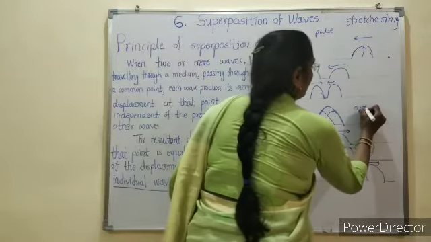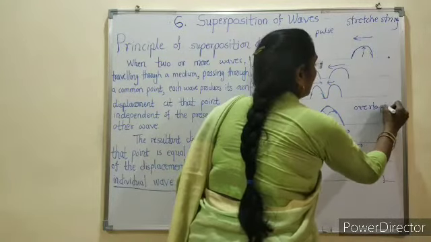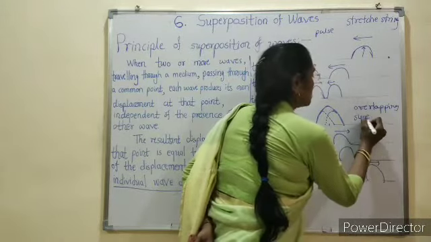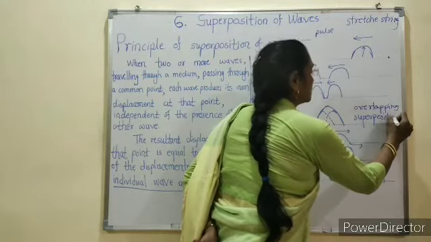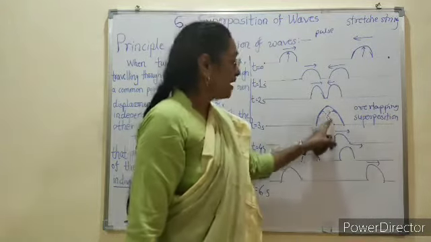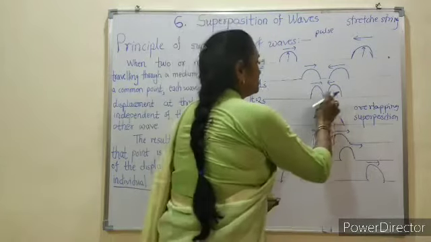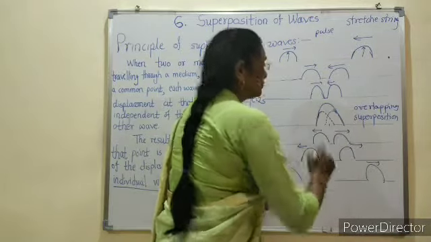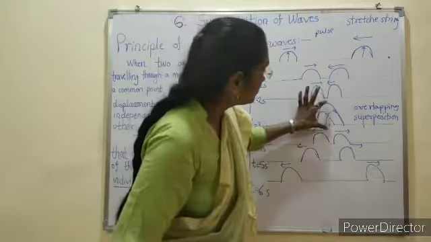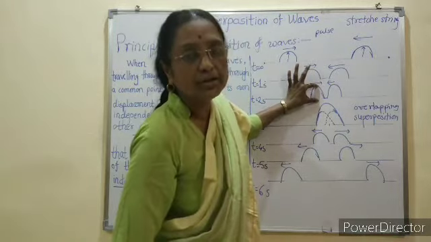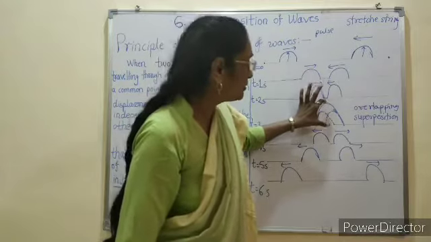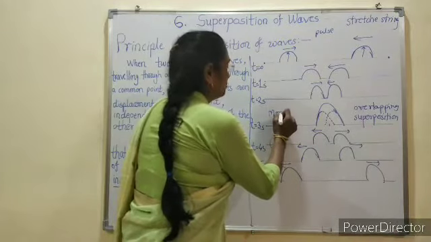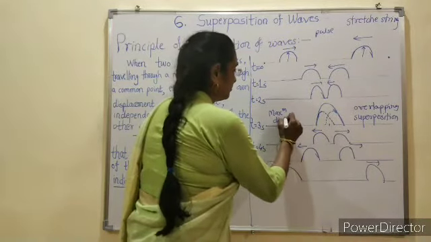Here there is overlapping of two waves or two pulses. There is superposition of two wave pulses, and the resultant displacement is maximum. We show the maximum displacement in this way. It is greater than the individual displacement. This effect is produced: there is maximum displacement.